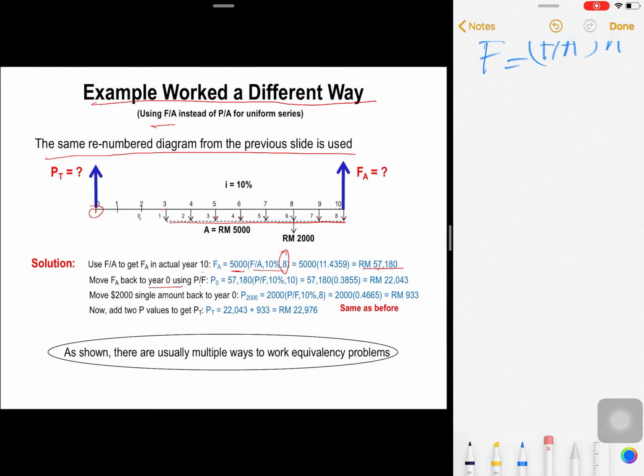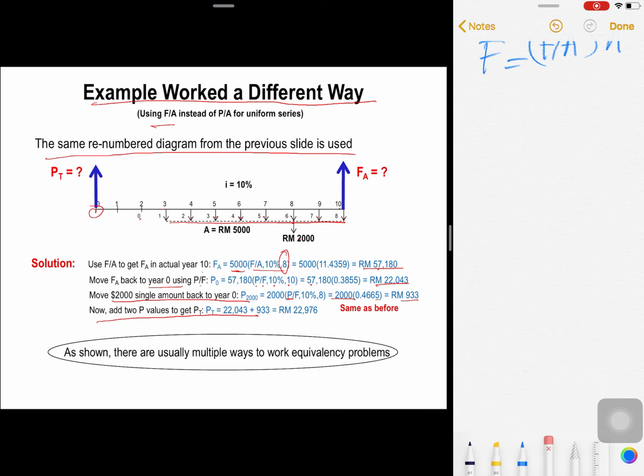Remember 8, not 10, because your interest will be on the A series, and the A series only happens in 8 periods, not in 10 periods, not in the total timeline. So the value is 57,180 ringgit. And then you want to move FA back to year 0 using P over F, 10%, year 10. 57,180 times 0.3855 equals 22,043. Then move the 2,000 single amount back to year 0. So what do we do? 2,000 times P over F, 2,000 times 0.4665, and you get 933.